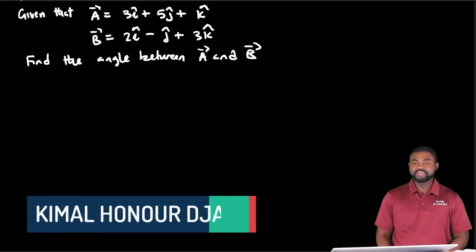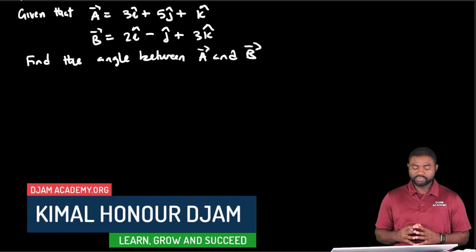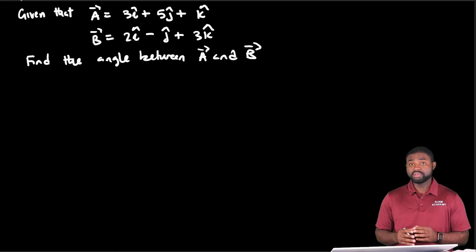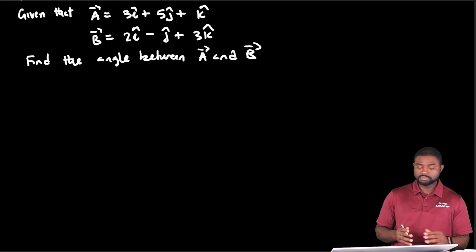Hello everyone. In this example, we are given two vectors A and B, and we are asked to calculate the angle between vector A and vector B. So how do we approach this problem?